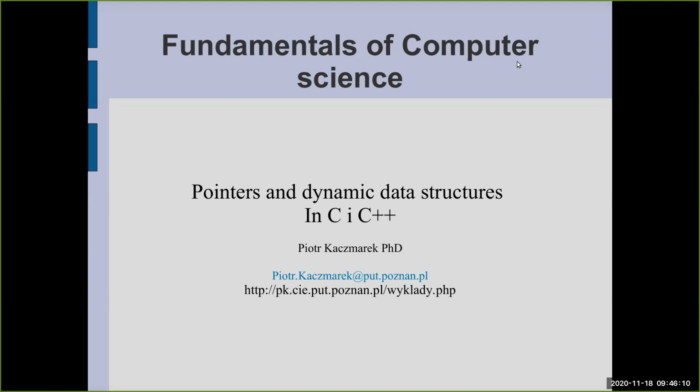Okay, so today we start a very important, but in my opinion, very challenging topic. This is very typical for C and C++. So I'd like to tell you something about pointers, and then, not today, but next week, about dynamic data structures.